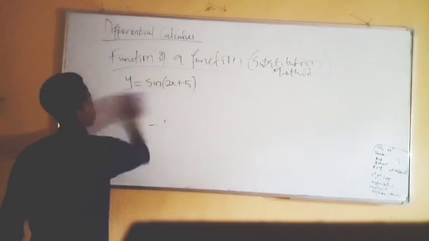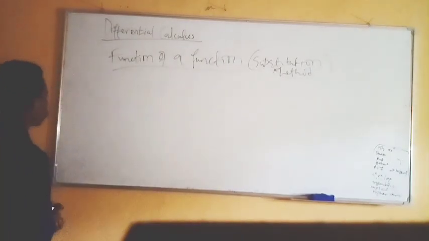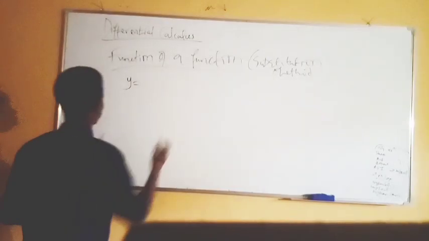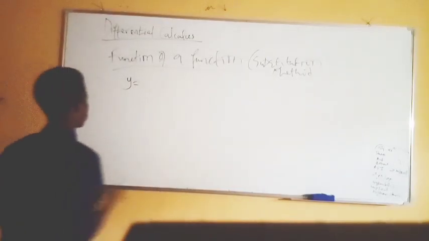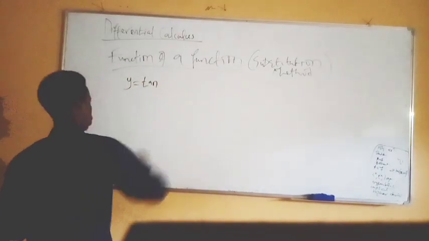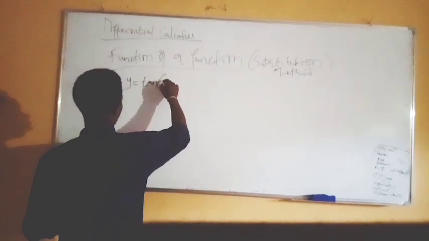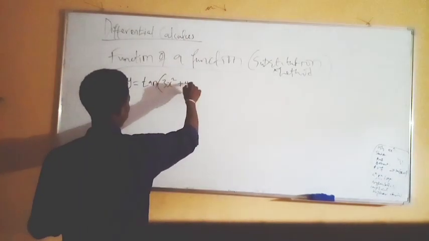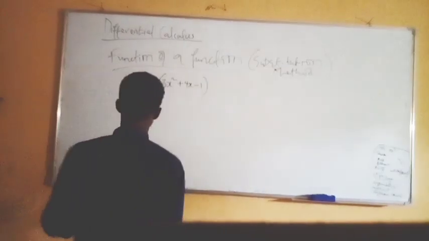Okay, let us try another function. Let's use a more complex one. Let's use a tan. Let's say tan of 3x squared plus 4x minus 1. Let's look at this.